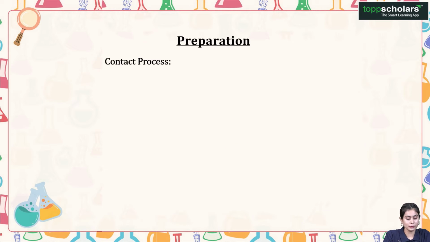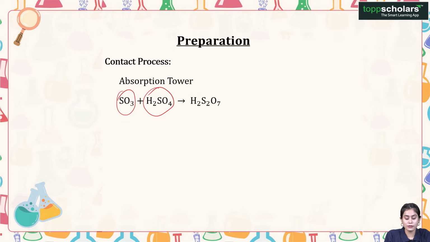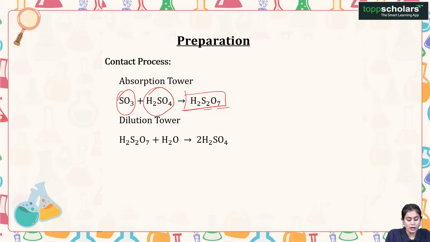Now let's see what happens. Continuing the contact process, in the absorption tower, this SO3 plus H2SO4 will give me what? H2S2O7. Remember this compound, H2S2O7. And what happens in the dilution tower? H2S2O7 plus H2O will give me 2 molecules of H2SO4. So this is how, with the help of the contact process, we prepare sulfuric acid.